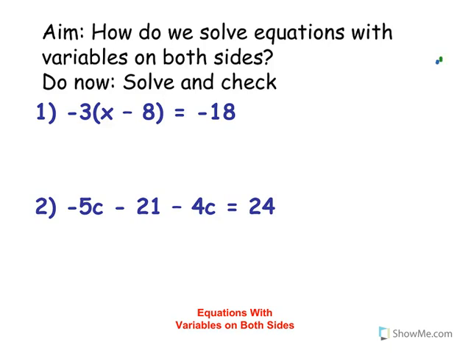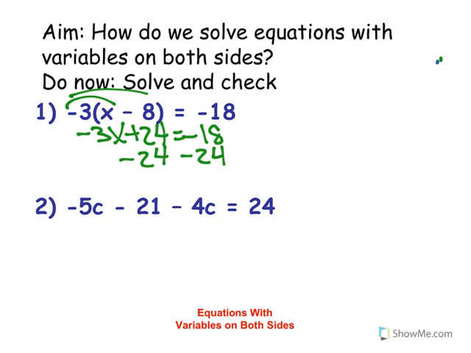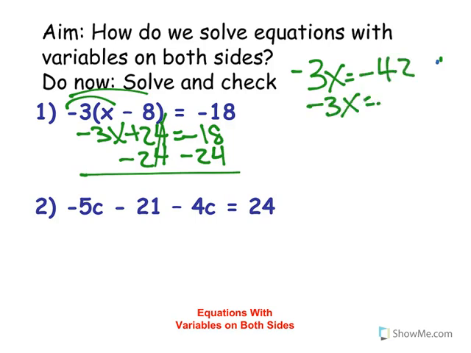So you should be, as always, doing the same, right? You should be pausing it. You should be working at your do now questions and then unpausing when we go over it. So I have negative 3x plus 24 is equal to negative 18. I'm going to add negative 24 on both sides. And I'll bring my work up here. That's going to give me negative 3x is equal to negative 42. I'm going to divide both sides by negative 3, and it's going to give me x equals positive 14.